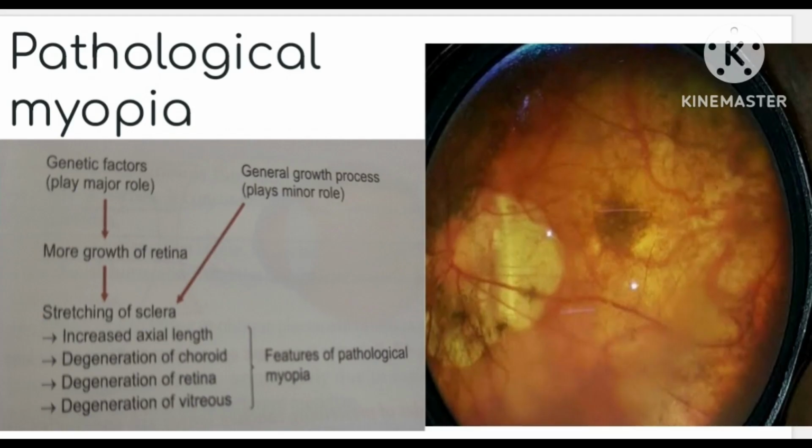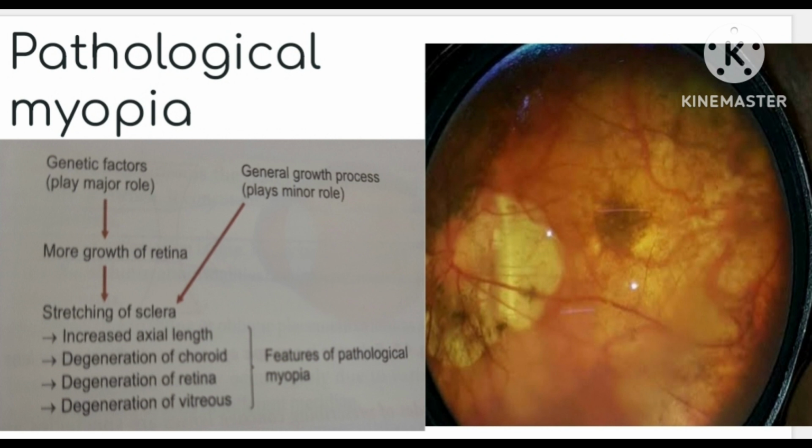Pathological myopia, or degenerative myopia, or progressive myopia, is when the myopia is so progressive that, when it starts from childhood and reaches adulthood, it crosses 6 diopters, and it is usually associated with degenerative changes of the eye. It is very less common when compared to simple myopia. Now let's go to the etiology.